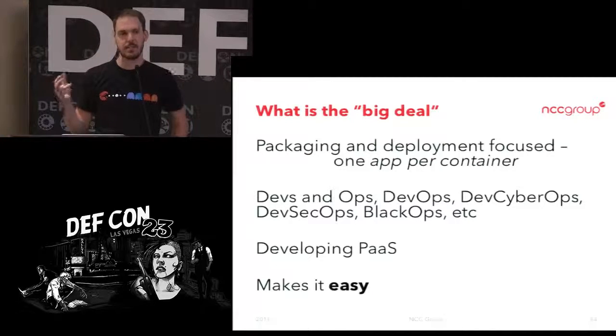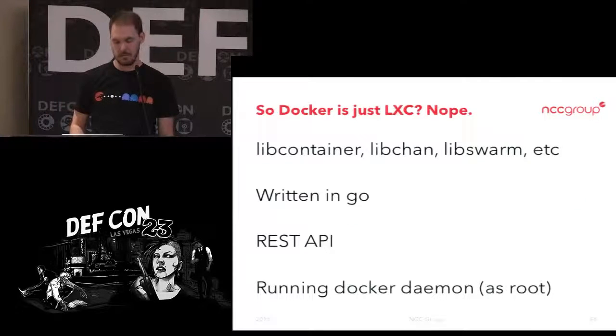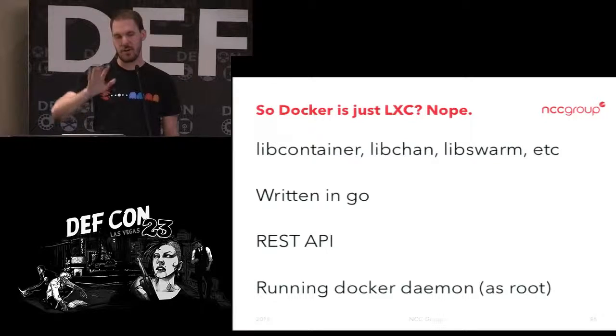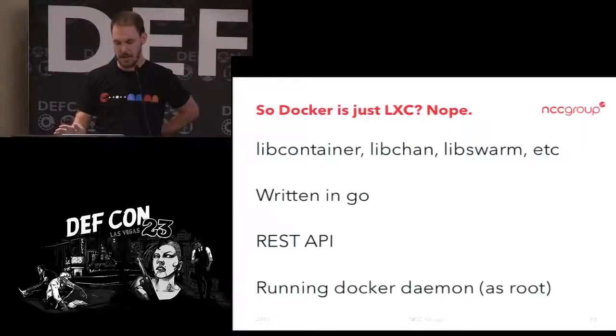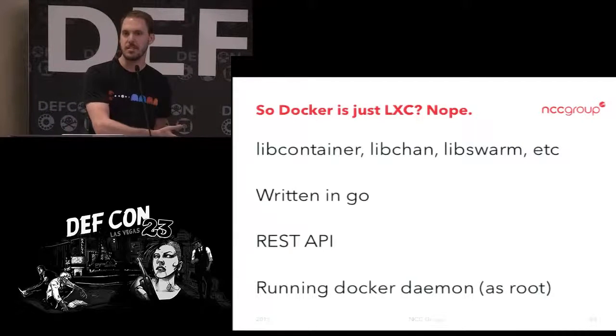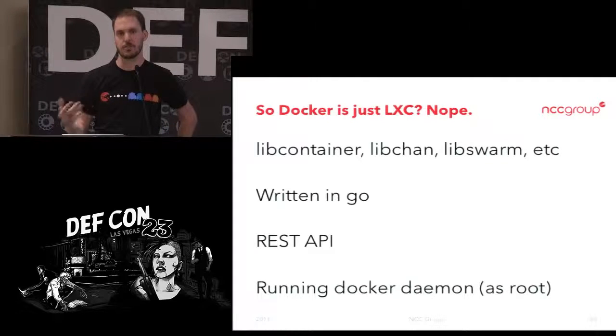And the big deal about Docker and why it's gotten so popular is that it really makes containers easy, right? LXC was doing it in the harder mode, whereas with Docker, you just do docker pull and magic happens. But Docker isn't just containers, right? There's all these other things that they've done. It used to be based off of LXC. Now they have something called libcontainer written in Go. They also have libchan and libswarm and all these other things.